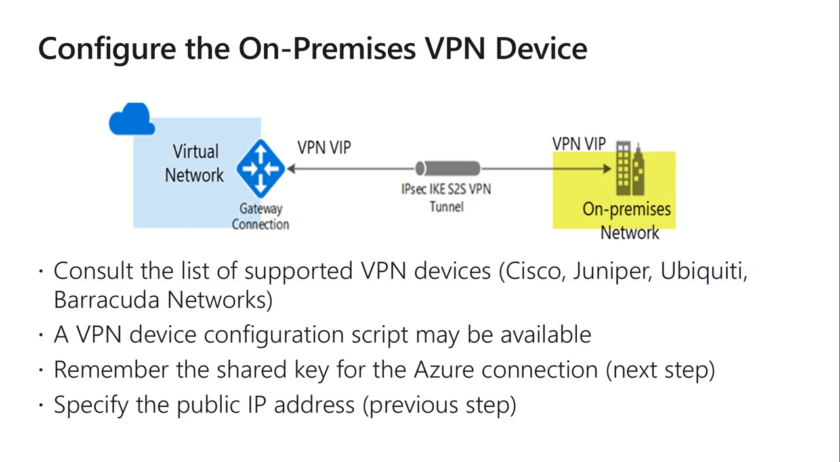And next, you need to configure the on-premises VPN device. There's a list of supported VPN devices provided by Microsoft. It's in the video description below, so you can browse into that. I have all the links you can use and leverage for learning this lesson, right? Depending on the VPN device that you have, you may be able to download the VPN device configuration script as well. So there is a script you can run to configure those devices.